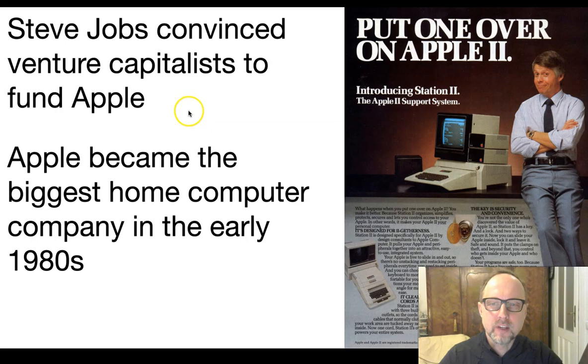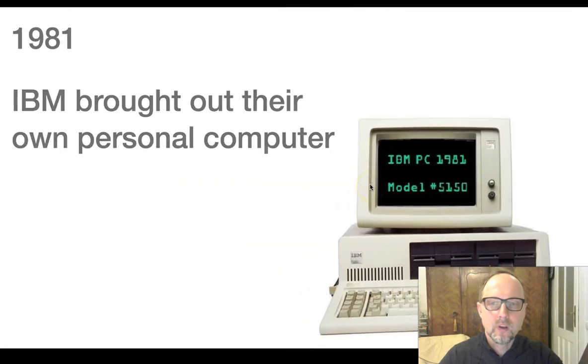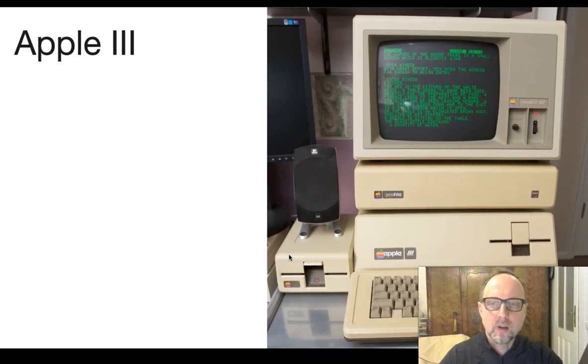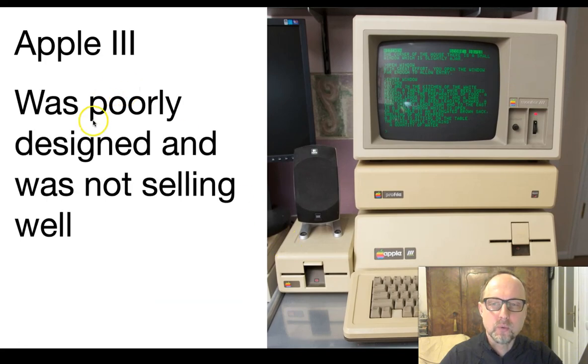Steve Jobs convinced venture capitalists to fund Apple, and Apple became the biggest home computer company in the early 80s. At that time, it was a very new thing to be able to have a computer at home. In 1981, IBM, a very big company, International Business Machines, brought out their own personal computer. They wanted to compete with Apple in the personal computer market. What happened was that Apple III was poorly designed and was not selling. This was the next version of Apple, and it didn't do well in the market.